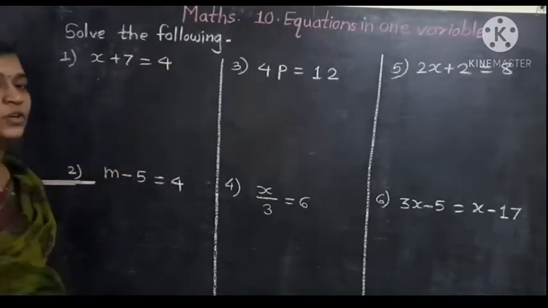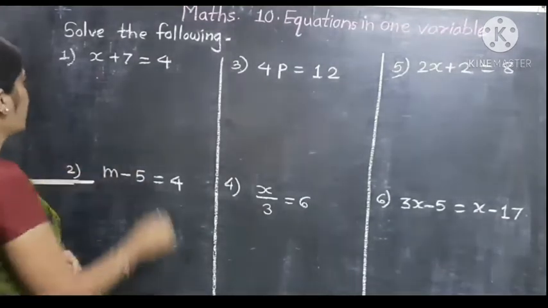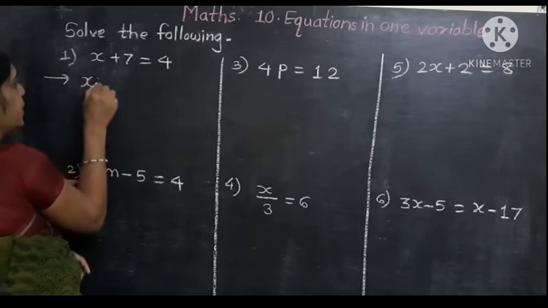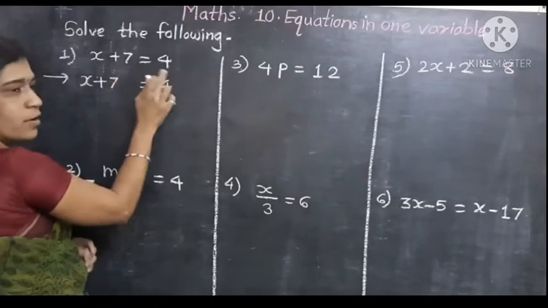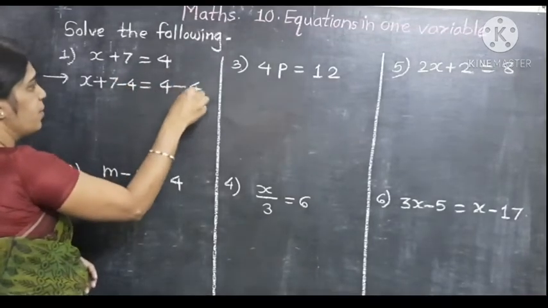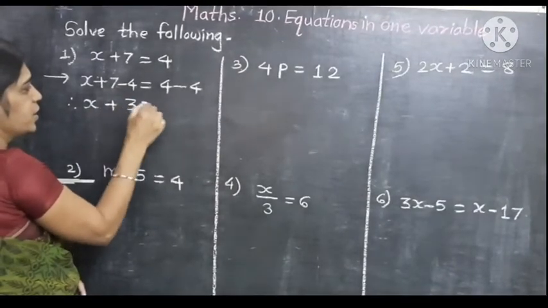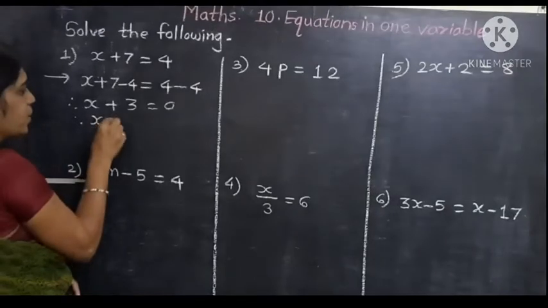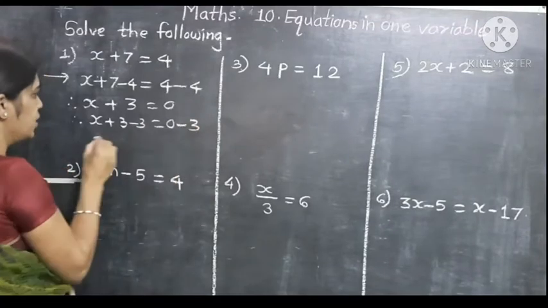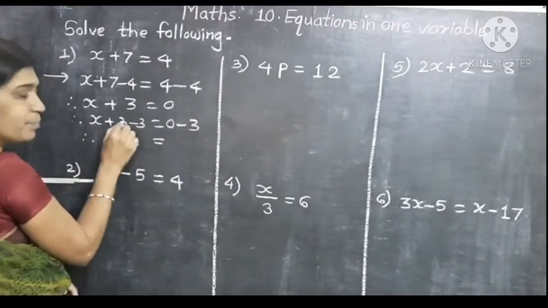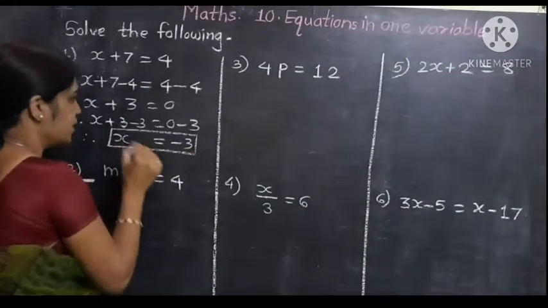x plus 7 is equal to 4. We had solved all these examples in last standard. How to solve this? Here x plus 7 is equal to 4. Here we subtract 4 from both sides, that is minus 4. Therefore x plus 7 minus 4, that is x plus 3, is equal to 0. Now we subtract 3 from both sides, 0 minus 3. Therefore x is equal to minus 3 is the answer.